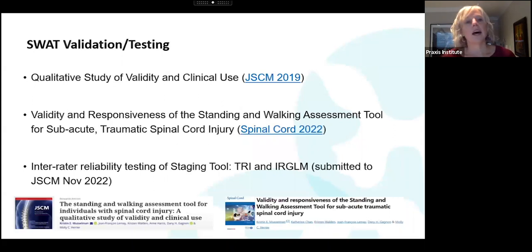The SWAT itself has had a variety of validation and testing. So we've looked at the qualitative validity and clinical use back in 2019. We've looked at the validity and responsiveness of the tool itself, and that was in spinal cord in 2022. And then we've looked most recently at the inter-rater reliability of the staging tool. Obviously, we would like to make sure that all of the centers are staging consistently. And that publication was recently submitted.